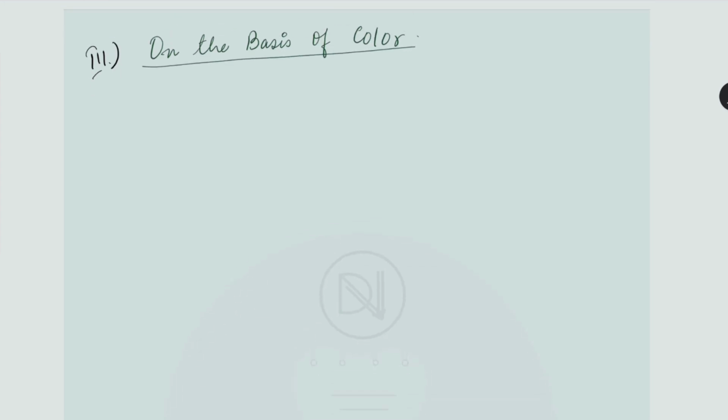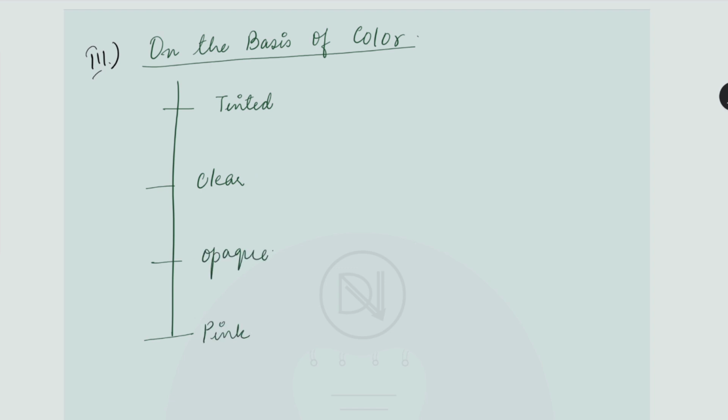Okay, now coming to the third one, which is on the basis of color. So how has it been classified on the basis of color? It has been classified again into four types. The first is tinted. The second is clear. The third is opaque. And the fourth is pink.